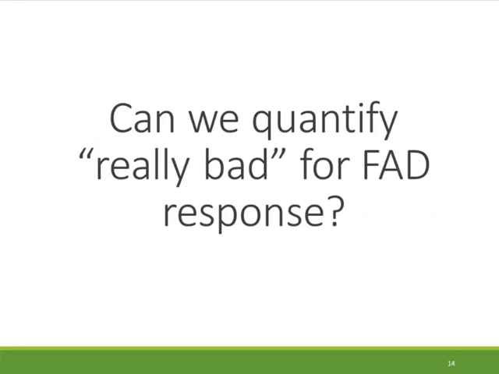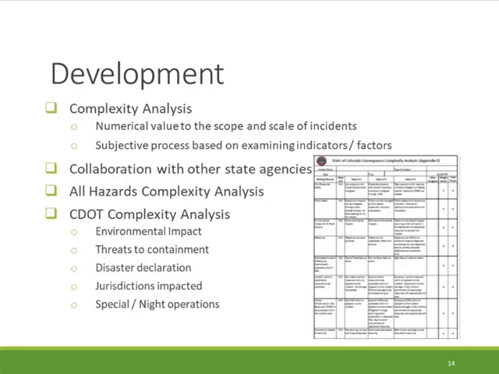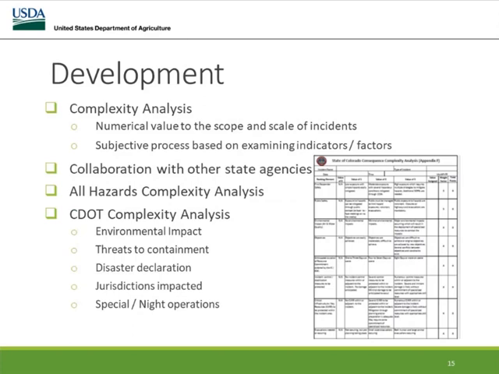We learned from Daryl that in wildland fires, and even in our state, yes, they can quantify really bad. A lot of tools have been developed for complexity analysis in other aspects, for all hazards events, and even some specific health ones that they're working on here in Colorado for the medical side of things. So quantifying really bad has been around for a while. The complexity analysis tool allows us to assign a numerical value to the scope and scale of incidents. We decided we really need to do that for foreign animal disease incidents, because just saying really bad is not very helpful for the decision makers. It's really a subjective process where you examine some factors, and I'll go through a few factors in one of our partners' complexity analysis.